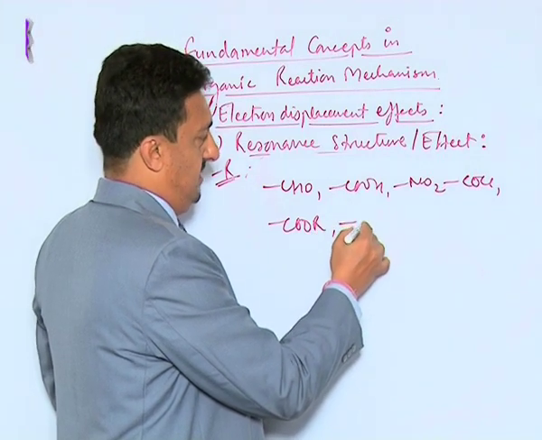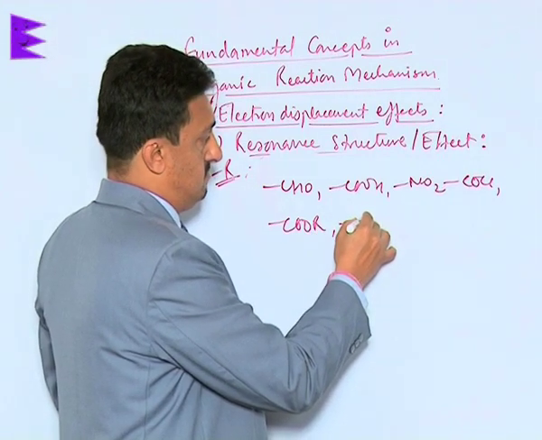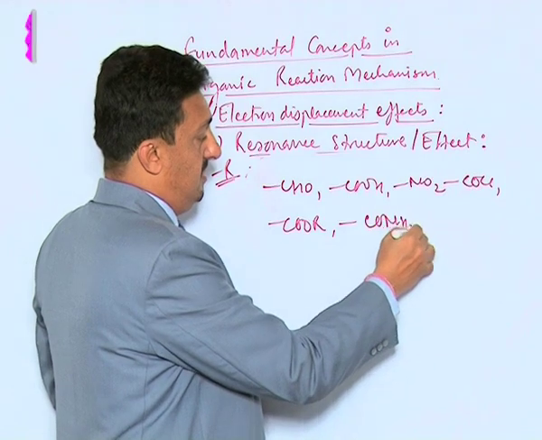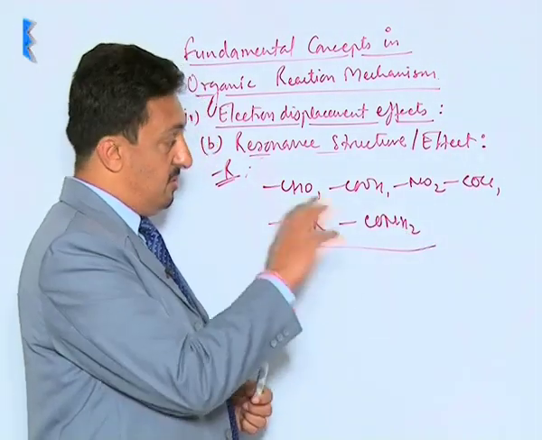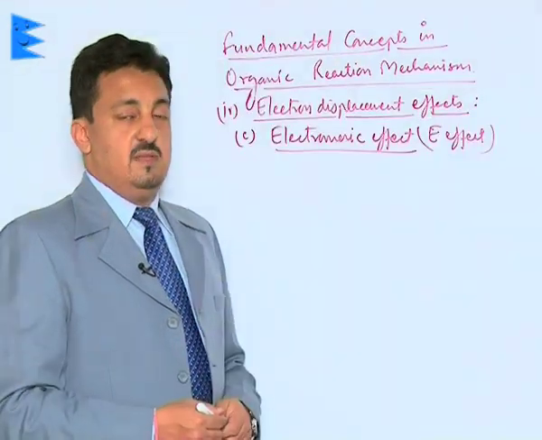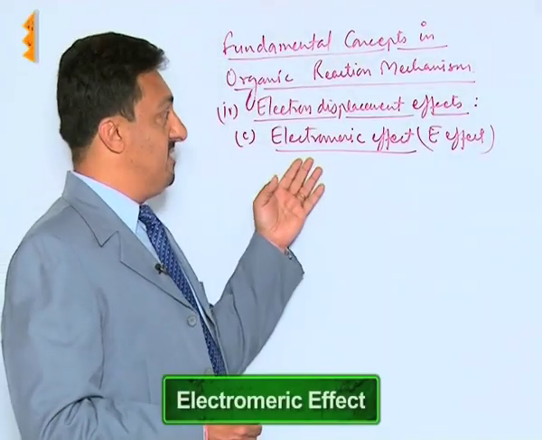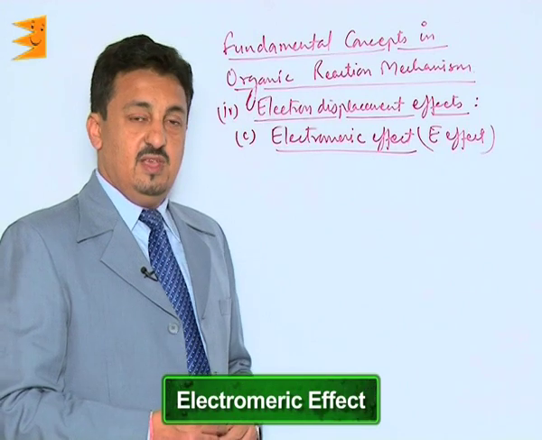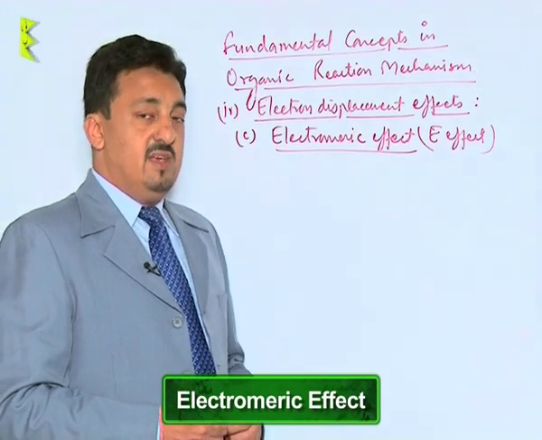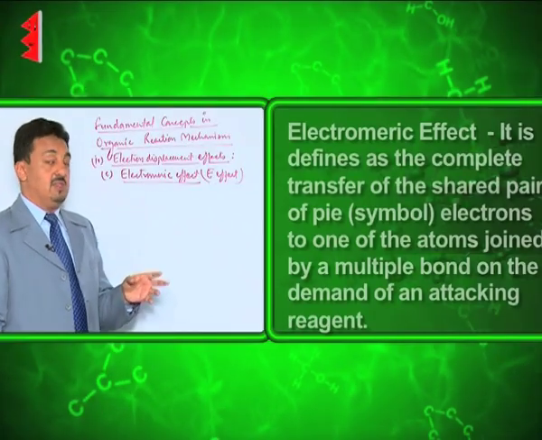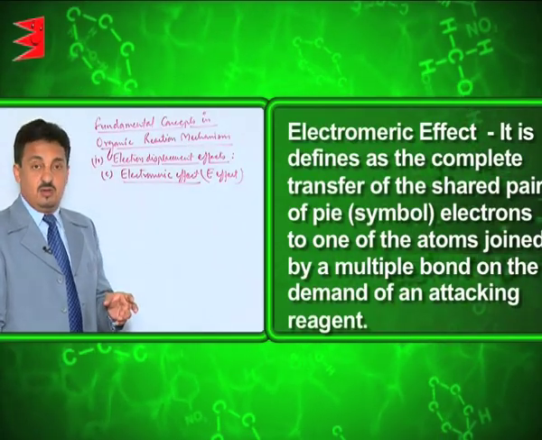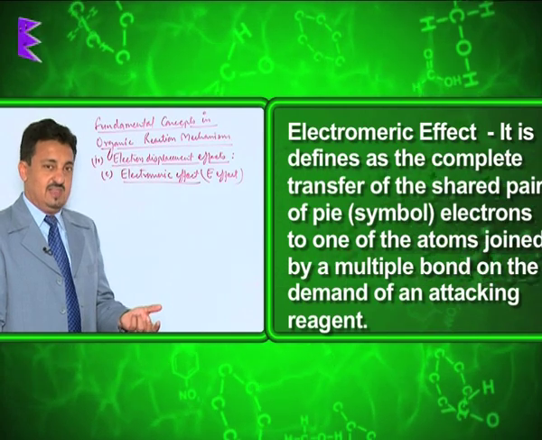We can also have an amide group. So all these are examples of groups which show the minus R effect. The next electronic displacement effect is the electromeric effect, which is also called the E effect. It is the movement of the pi electron system in a multiple bond system to one of the bonded atoms under the influence of the attacking reagent.